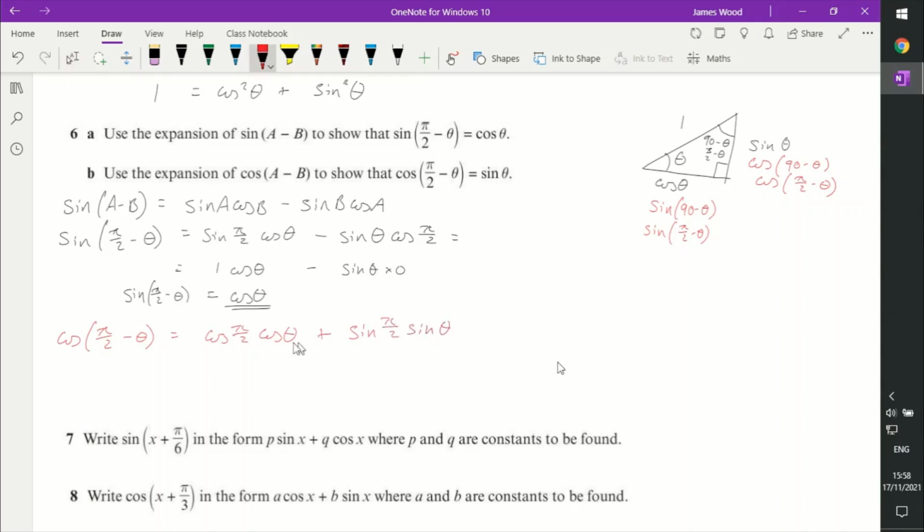And now I can work out the bits that are actually numerical. So cos pi over 2 is 0. So we've got 0 plus sine pi over 2, that is 1. So that's just sine theta. And then we've proved our result. So cos pi over 2 minus theta is just sine theta.